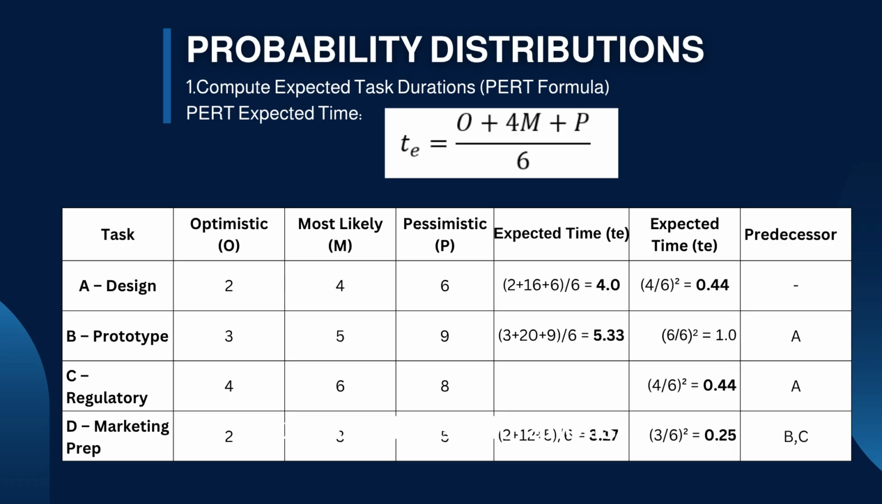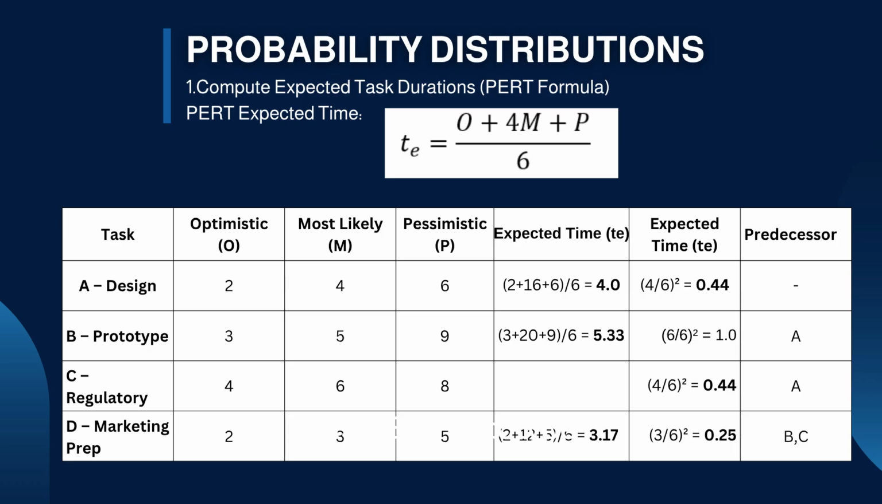Here's how we figure out expected task durations using the PERT formula. It helps us nail down project timelines by tackling the uncertainty of task completion. We look at 3 time estimates: optimistic, most likely, and pessimistic. For Task A design, we estimate 2 weeks optimistic, 4 weeks most likely, and 6 weeks pessimistic, giving us an expected duration of 4 weeks.